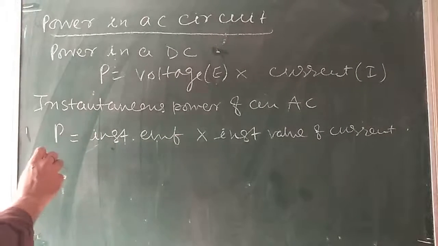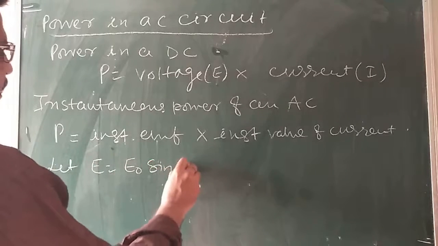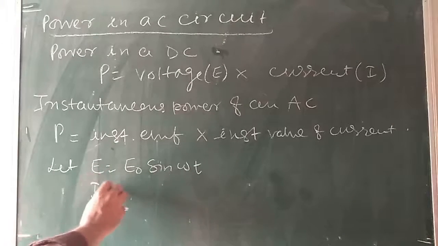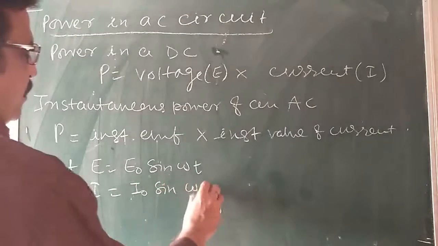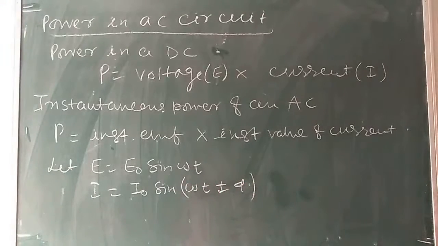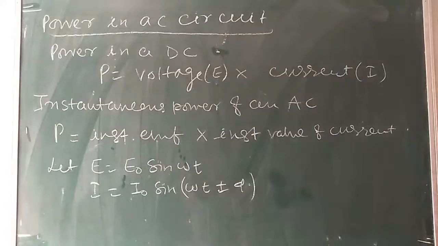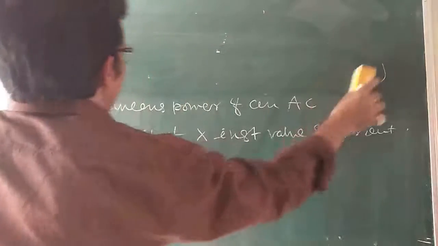Let the instantaneous EMF E be equal to E naught sine omega t, and the instantaneous value of current in the LCR circuit, we have seen, is I equal to I naught sine omega t, either plus or minus phi. Phi is the phase difference here. So dear children, put this value here and we can calculate the instantaneous power. Multiply these two equations and let us see.